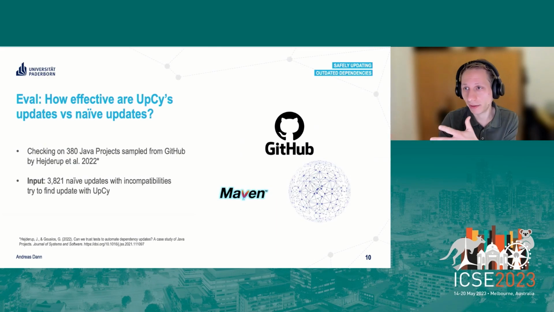To evaluate the effectiveness of our approach, we evaluated on a given data set of 380 projects from a paper by Heiderow, who evaluated the effectiveness of tools like Dependabot. And we took more than 3,800 naive updates that failed and checked if our approach can produce better updates with fewer incompatibilities.